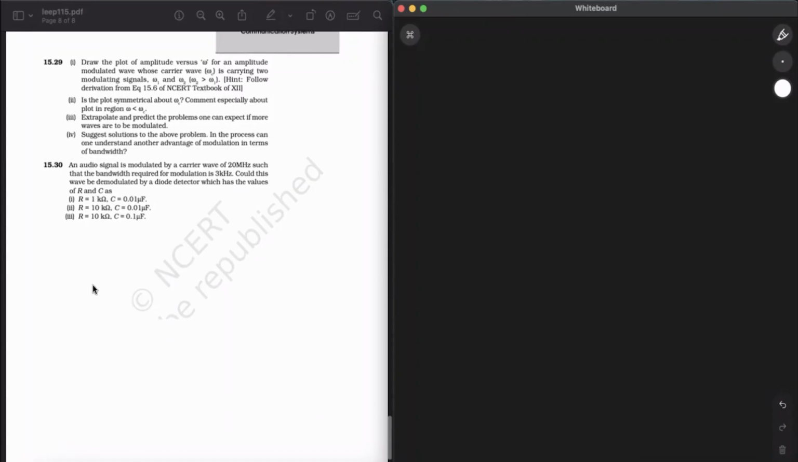Okay, so the last question. An audio signal is modulated by a carrier wave of 20 megahertz, such that the bandwidth required for modulating is 3 kilohertz. Could this wave be demodulated by a diode detector which has the values of R and C as such? So frequency of modulation fm is 1.5 kilohertz.